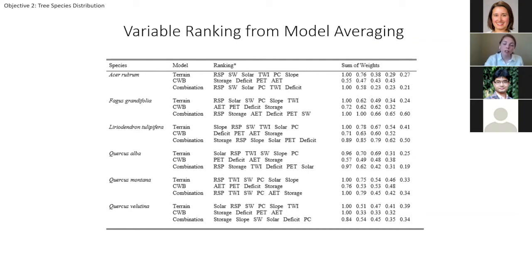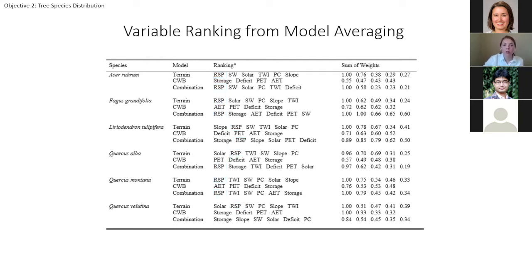So one of the things I wanted to point out from this table, I know it has a lot going on, but RSP, which is relative slope position, appears as the top first or second variable in both the terrain and the combination categories for almost all species. The exception would be Quercus velutina, which doesn't appear in this combination category, but otherwise we see that relative slope position is a high ranking variable.